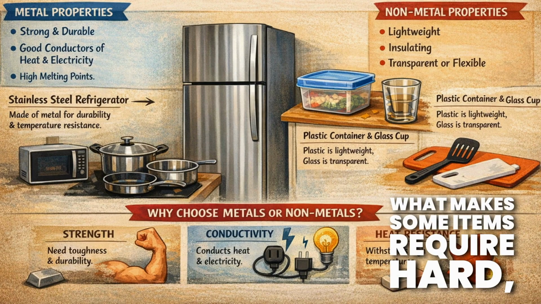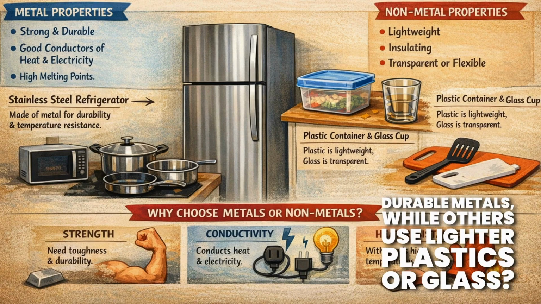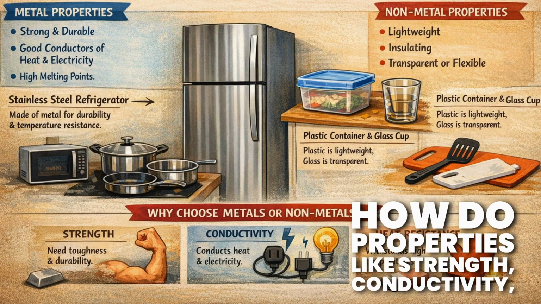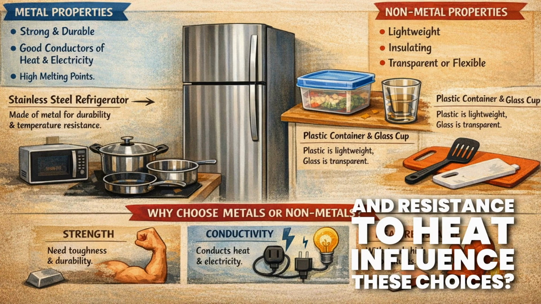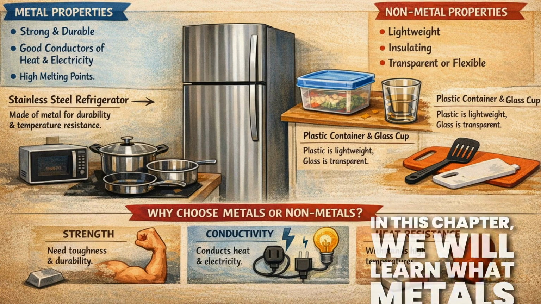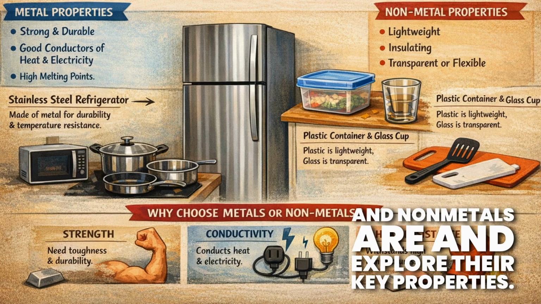What makes some items require hard, durable metals while others use lighter plastics or glass? How do properties like strength, conductivity and resistance to heat influence these choices? In this chapter, we will learn what metals and non-metals are and explore their key properties.